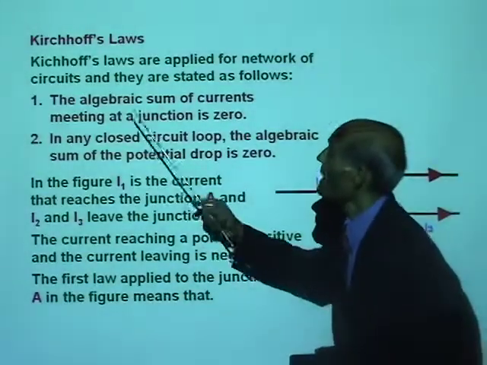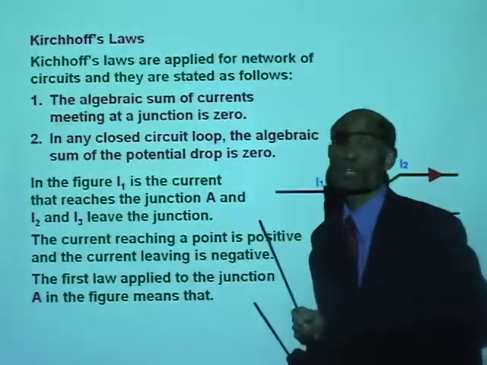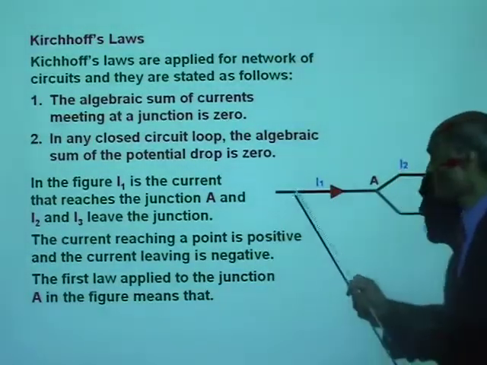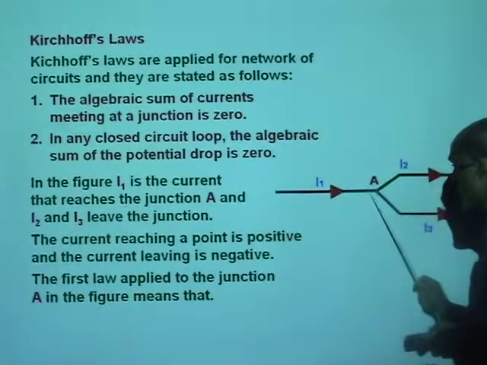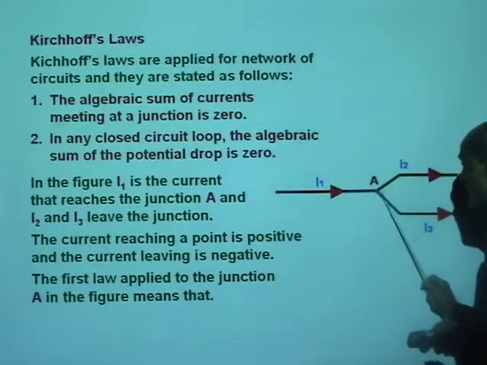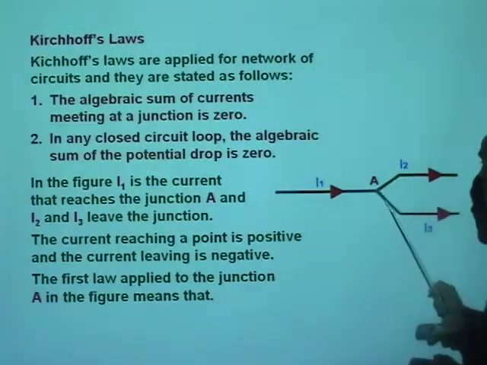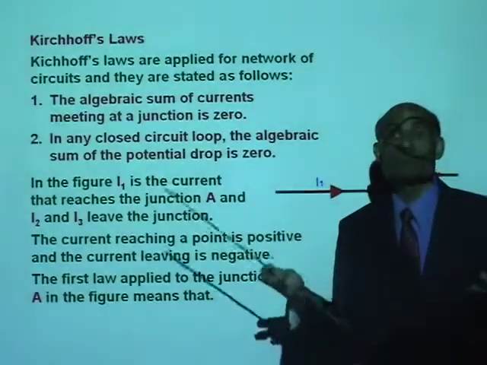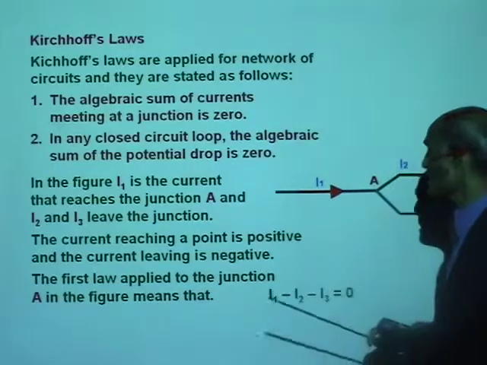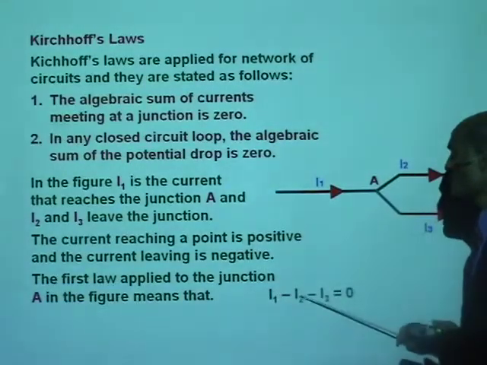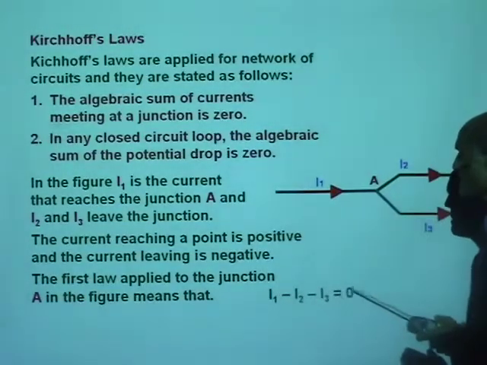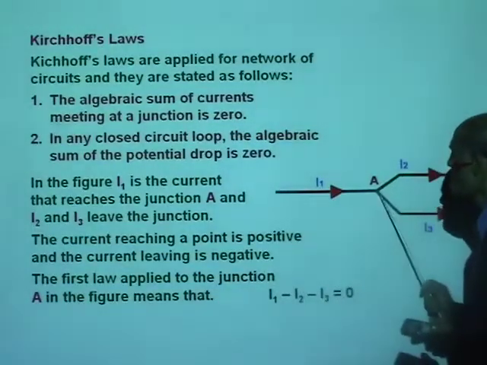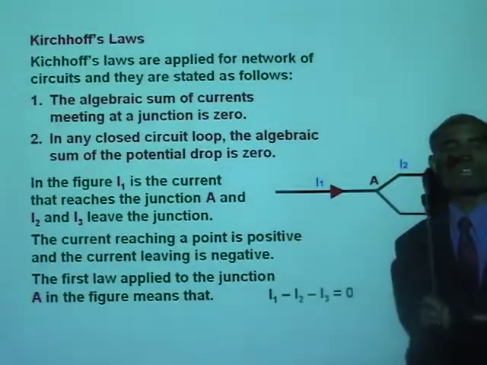So let's apply the first law of Kirchhoff to the junction A. What does it tell you? It tells me I1 minus I2 minus I3 equal to 0. That is the algebraic sum of those three currents. I1 minus I2 minus I3 equal to 0. Algebraic sum of currents meeting at a junction is 0.